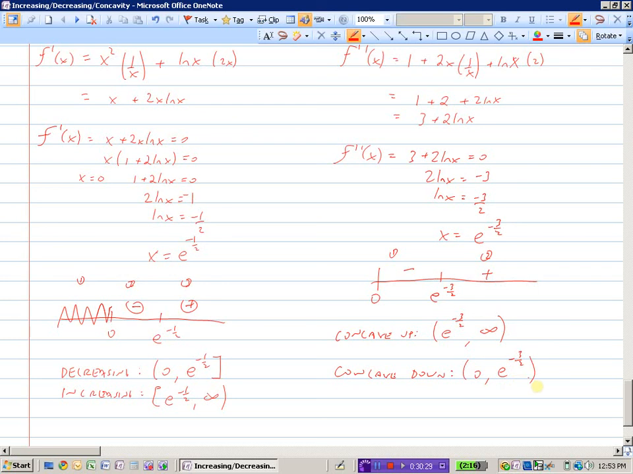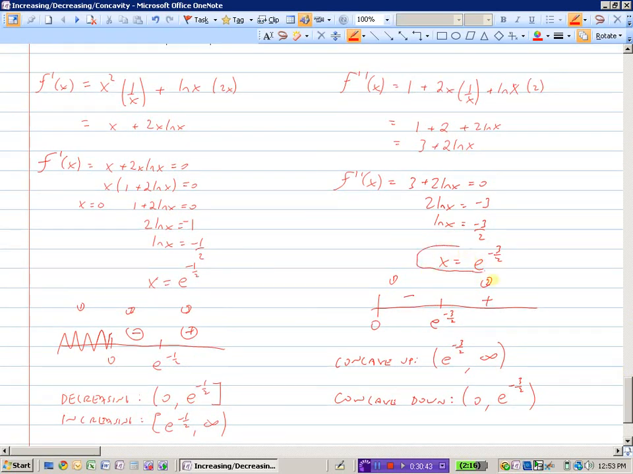So increasing, first derivative greater than 0, decreasing, first derivative less than 0, inflection point where the second derivative is equal to 0, concave up where the second derivative is positive, greater than 0, concave down where the second derivative is less than 0.